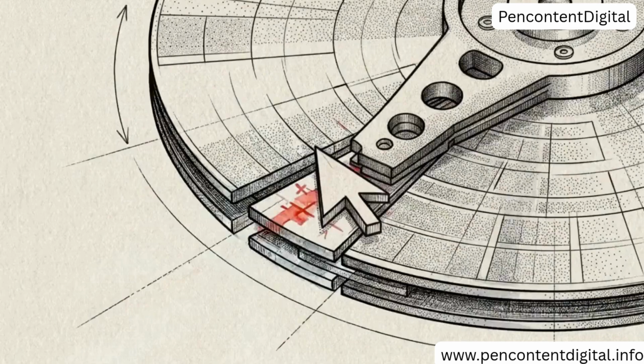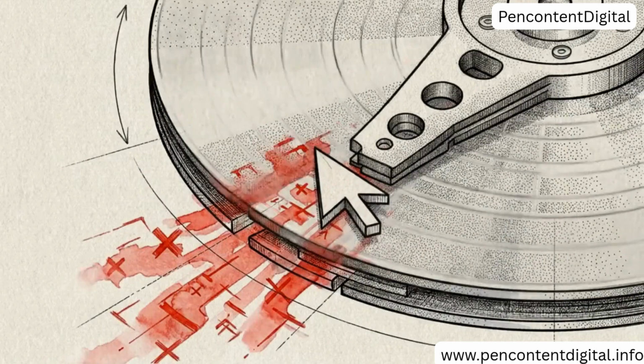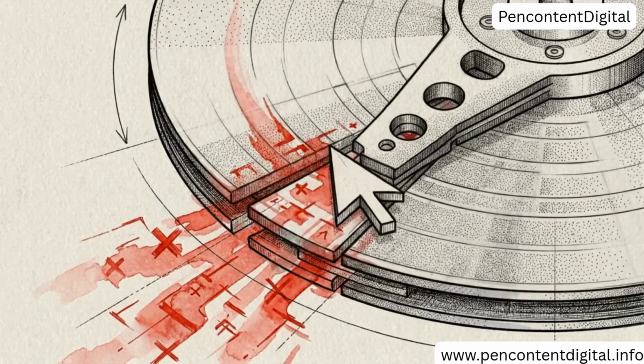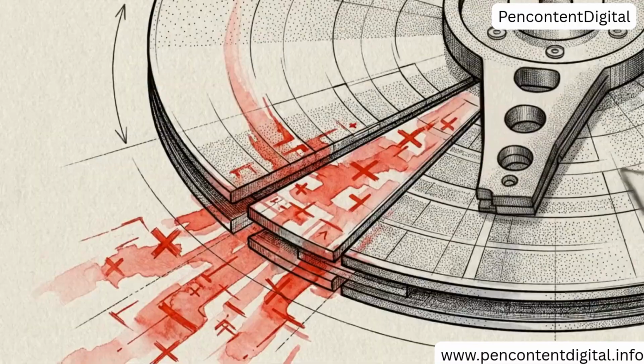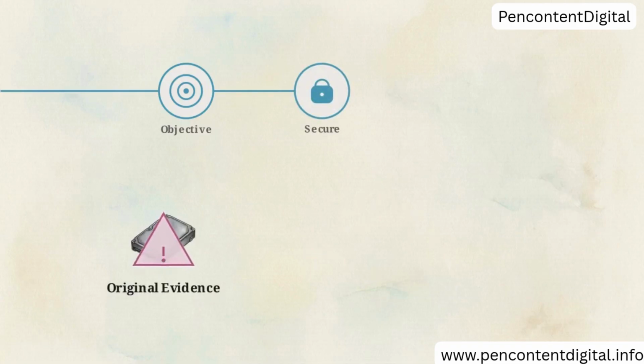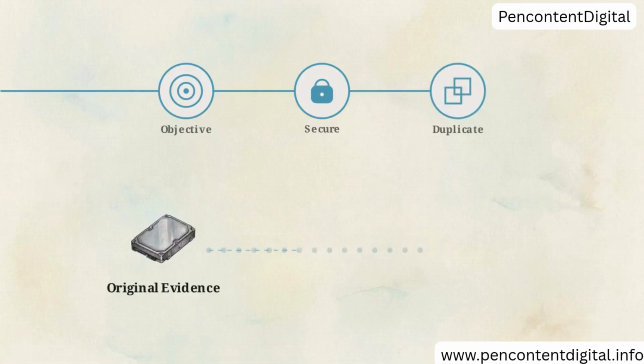Direct access to physical sectors is dangerous. Because WinHex can write directly to the disk, a single mistake can irreversibly destroy evidence. To prevent this, forensic work follows a rigid procedural workflow to maintain the integrity of the data. This process begins by defining the objective and securing evidence. The most important rule is an investigator must never analyze original evidence directly. Instead, a bit-for-bit forensic image is created.